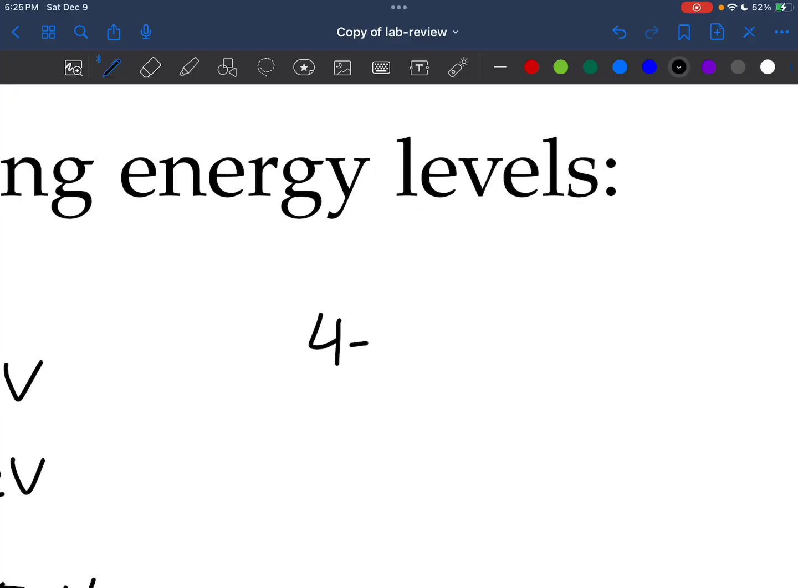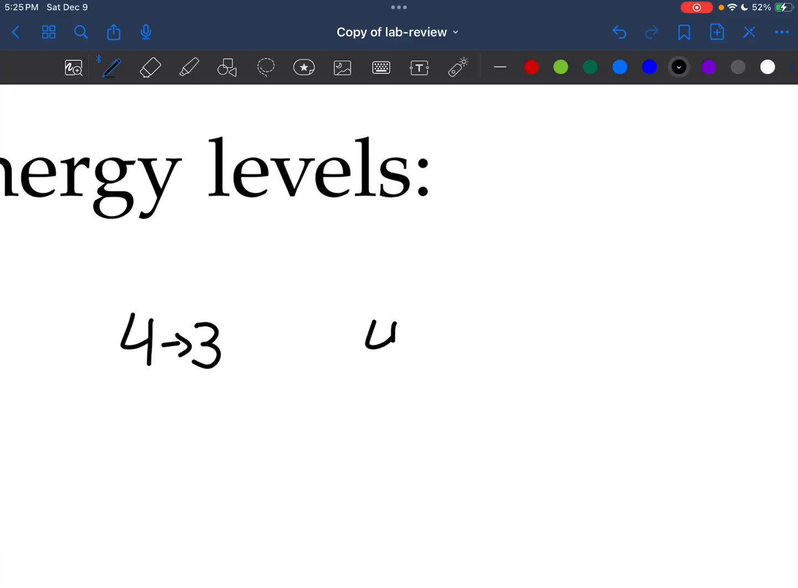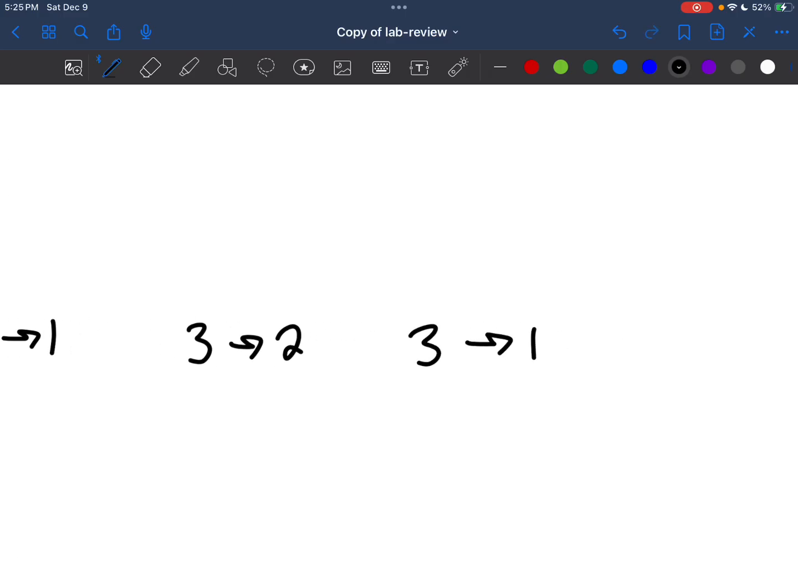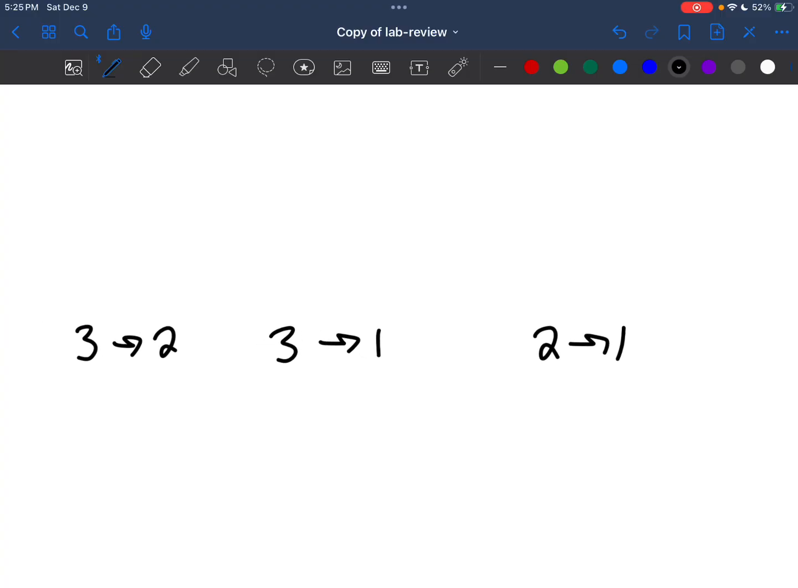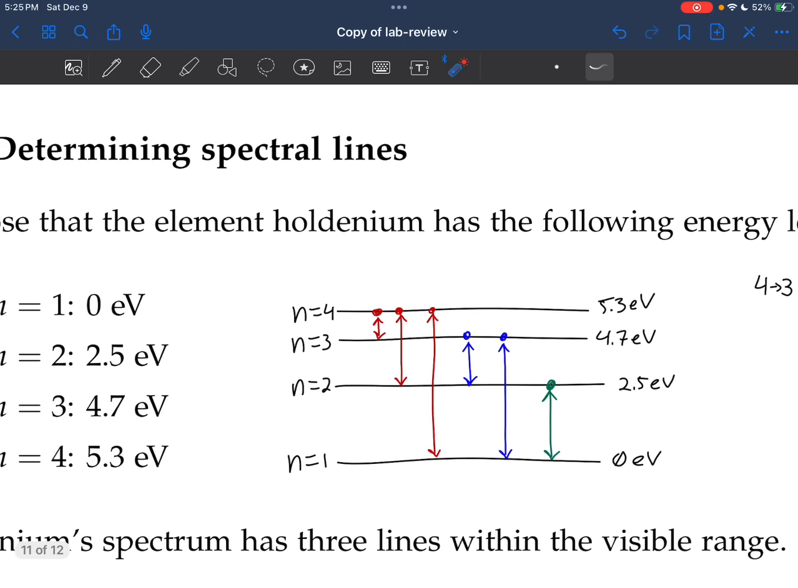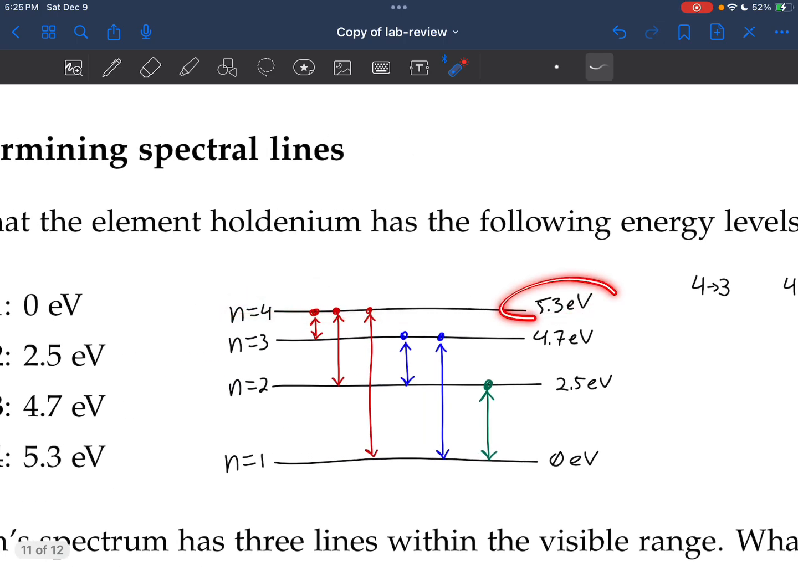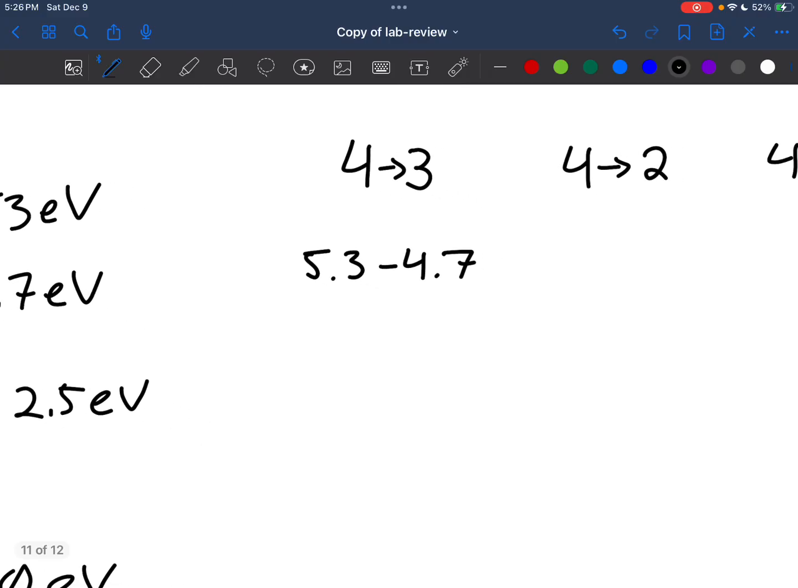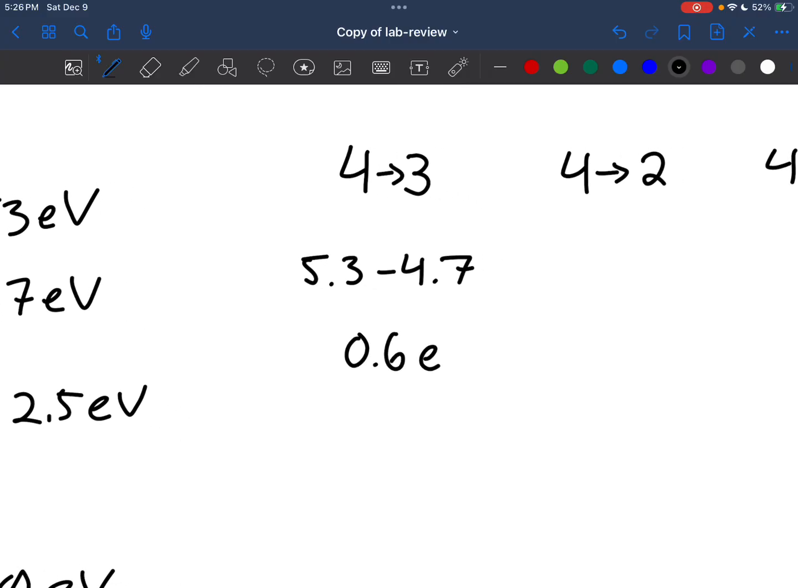So like I said, I could go 4 to 3. I could go 4 to 2. I could go 4 to 1. I could also go 3 to 2 and 3 to 1, and then I could go 2 to 1. Those are all of my possible transitions. Well, 4 to 3, so I'm going to take my level 4 energy and subtract my level 3 energy, and I'm going to do the math in my head. So it'll be 5.3 eV minus 4.7, and that'll be 0.6 eV.